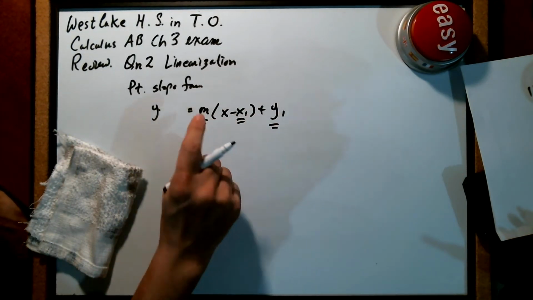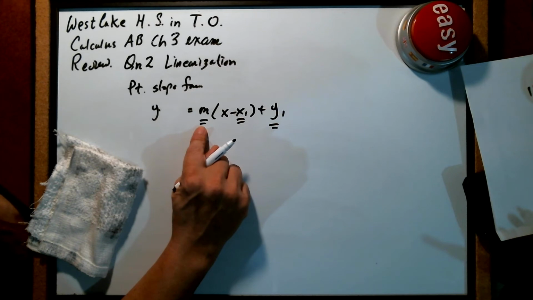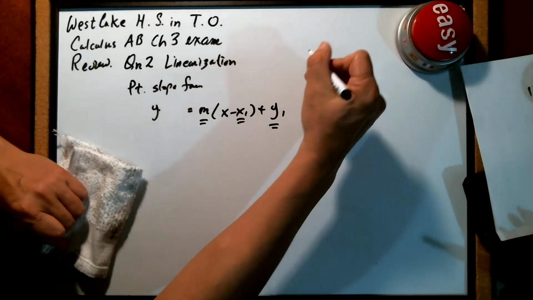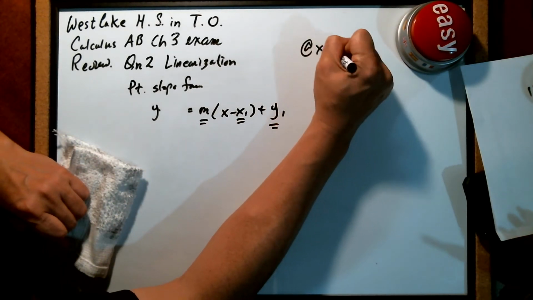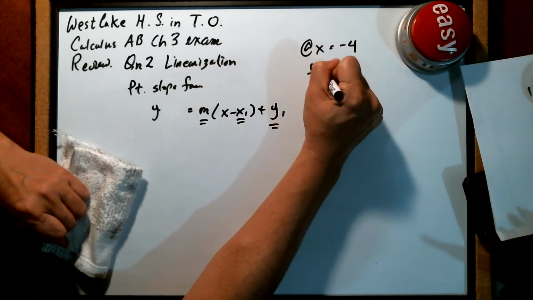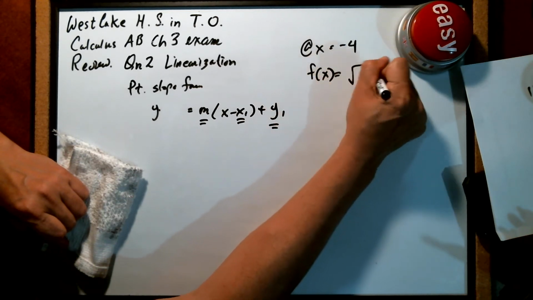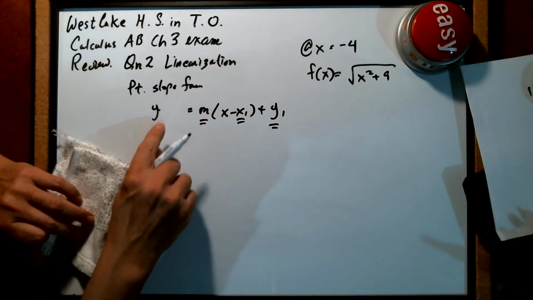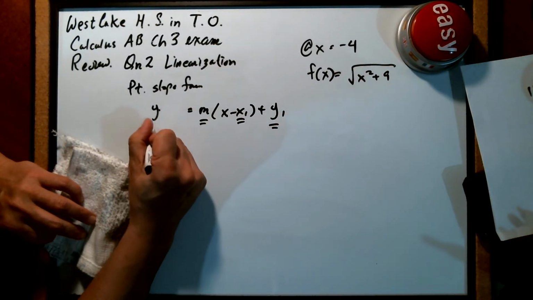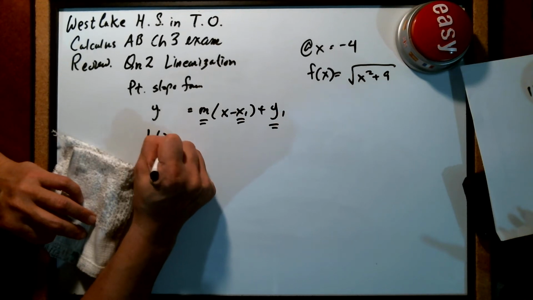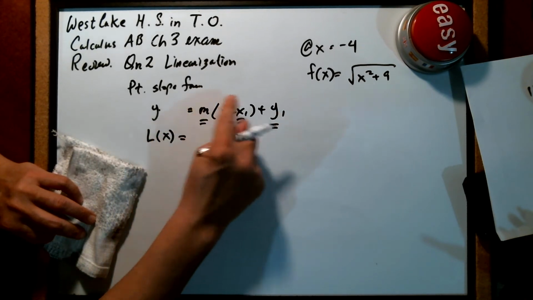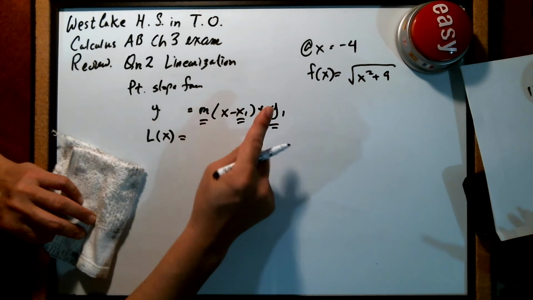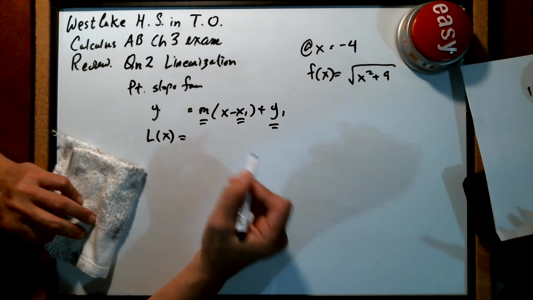That's your point for your x and your y. This is my tangential slope. Got it? And they also give you at x equals -4. And my function looks something like this. It's the square root of x squared plus 9. Now, instead of calling it y, we can call it a linearization of x, because we know that this is a linear function. This equation makes a line, in other words.